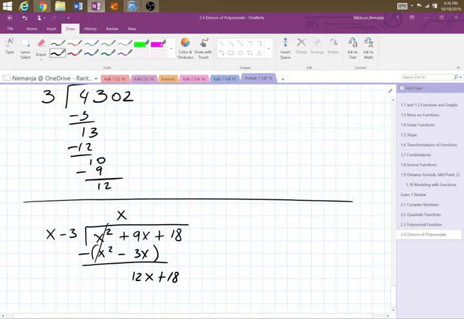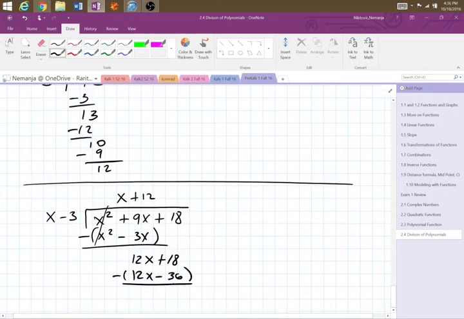And then x goes into this plus 12 times, and 12 times x is 12x minus 36. When you subtract it, you will have the remainder of 54.